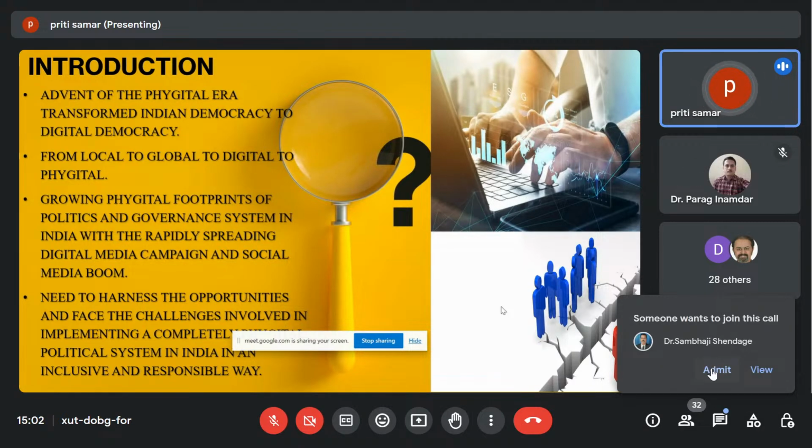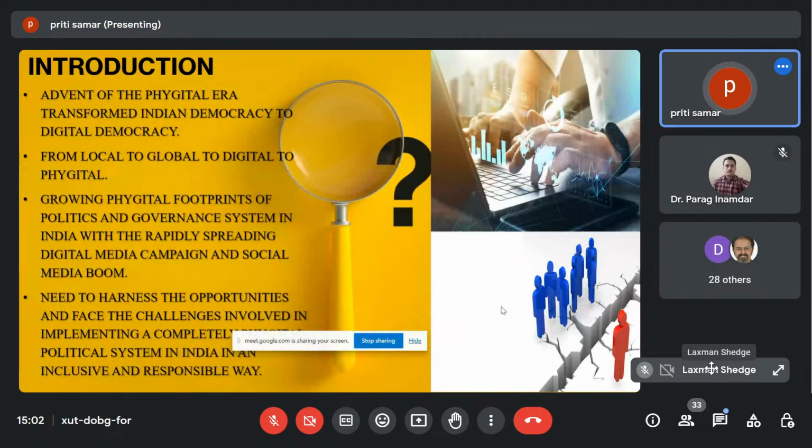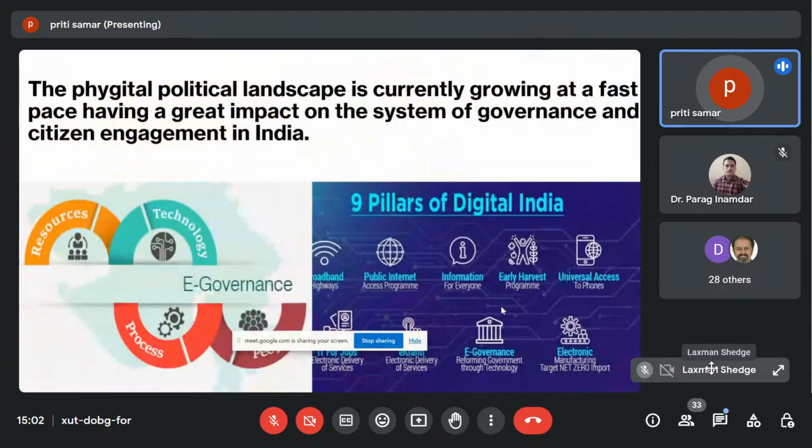So, the growing digital footprints of politics and governance system in India are transforming India from local to global to digital. So, there is a need to harness the opportunities of the digital world and face the challenges involved in implementing a completely digital political system in India in an inclusive way as well as in a responsible way.